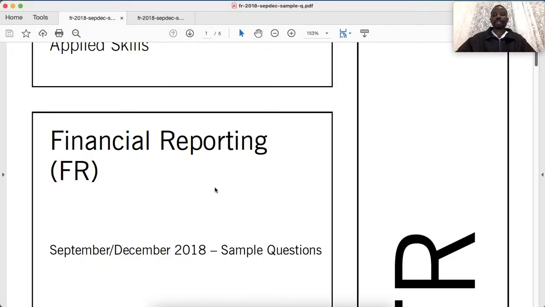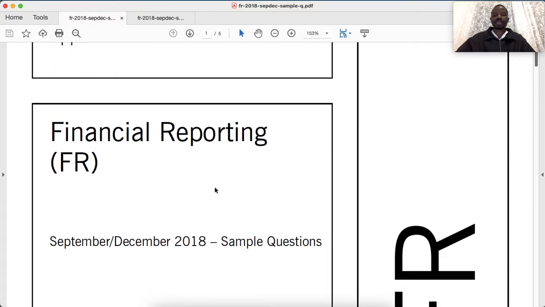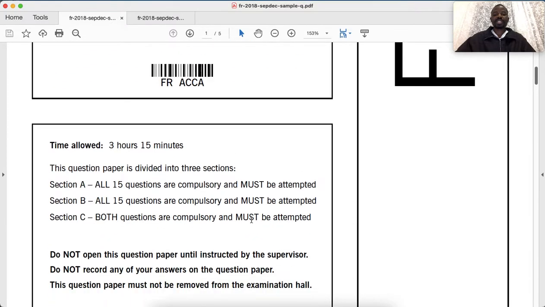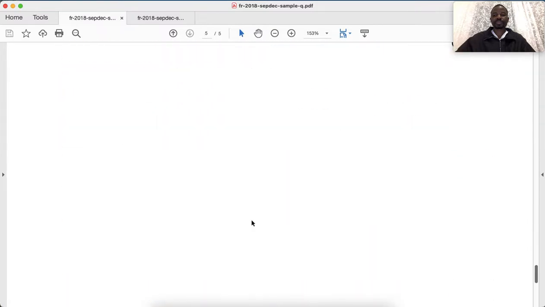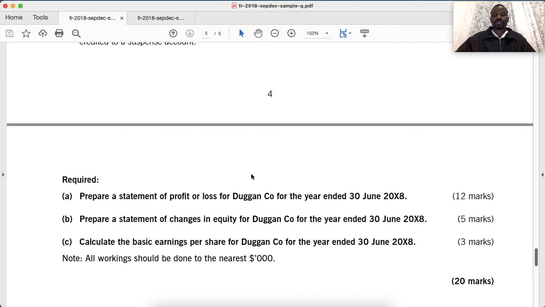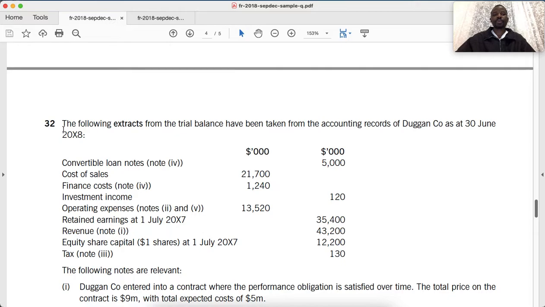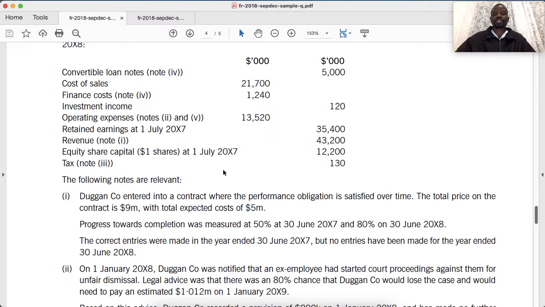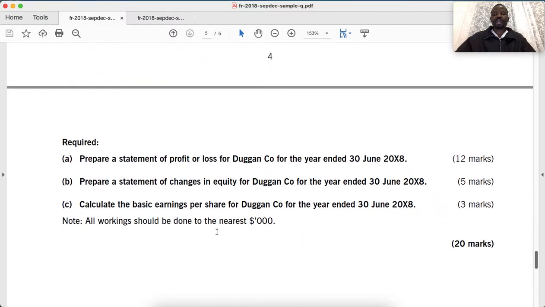We have the question paper here with us, Applied Skills Financial Reporting, September-December 2018 sample questions. We are going to cover question number 32. Now let's scroll there. This is question number 32. Let's go to the required. We have the required here.